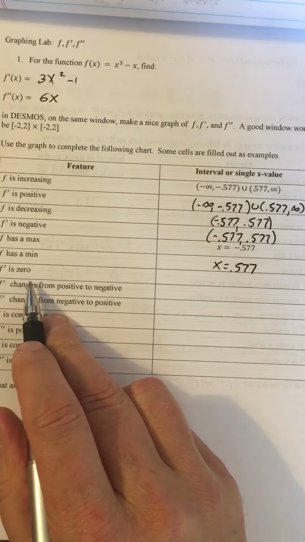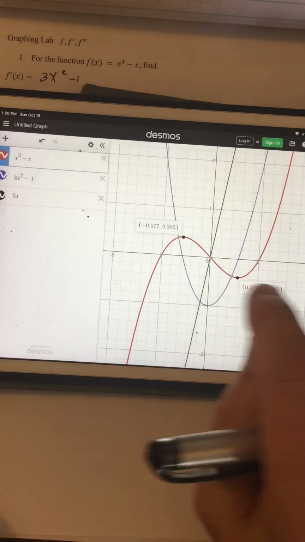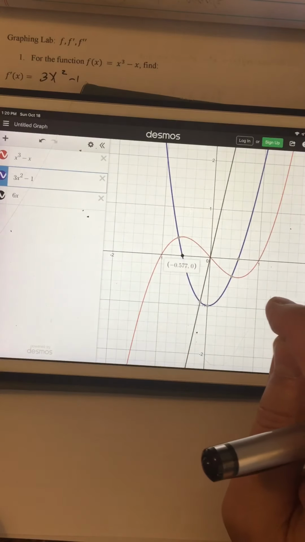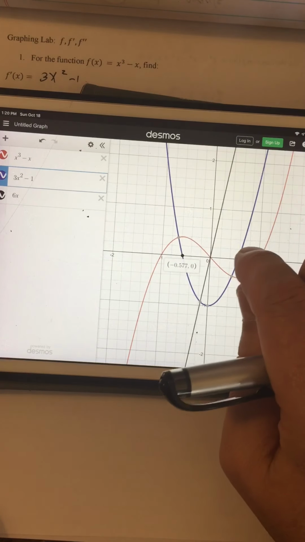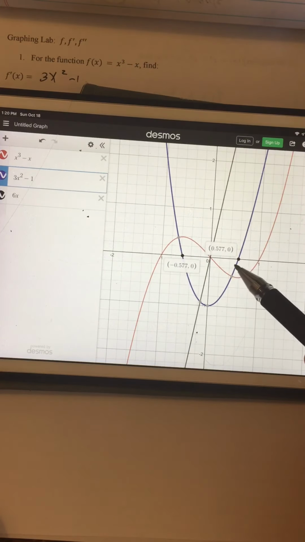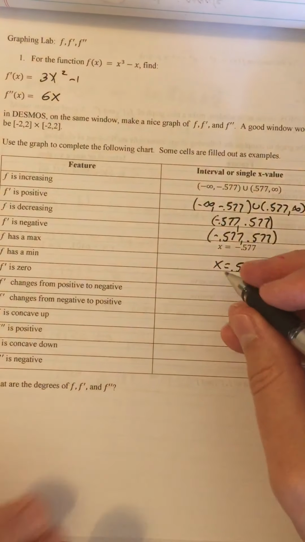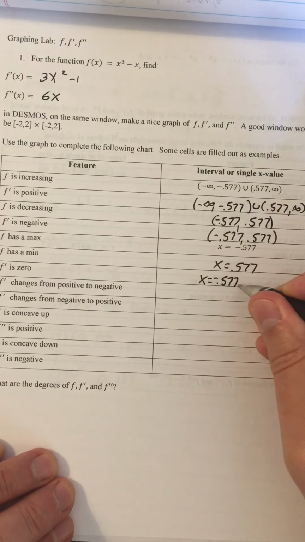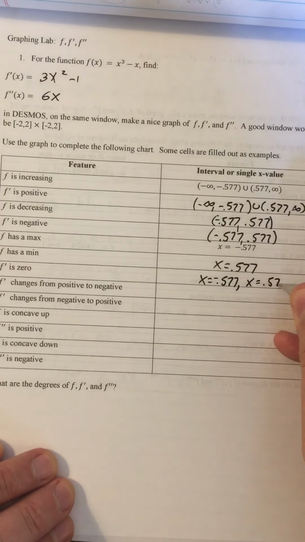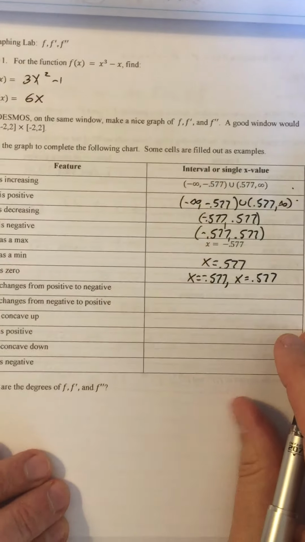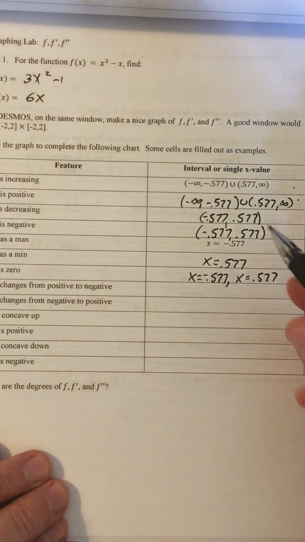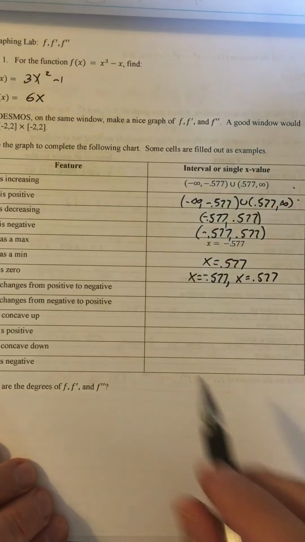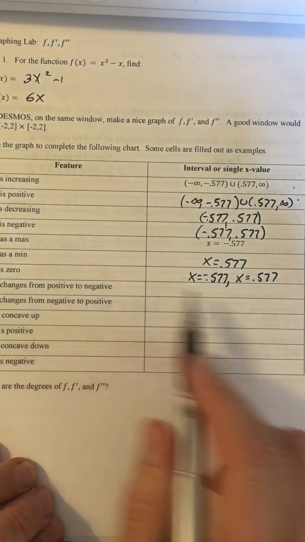Where is f prime equal to 0? Now f prime is equal to 0 at 2 points. At negative 0.577, remember f prime is the blue graph, and f prime is 0 at positive 0.577. So we can say f prime is 0 at x equals negative 0.577 and x equals positive 0.577. There were 2 points. So f prime is 0 at the point where there was a max and at the point where there was a min. So I wonder how you'd know which one is which if you knew f prime was 0.